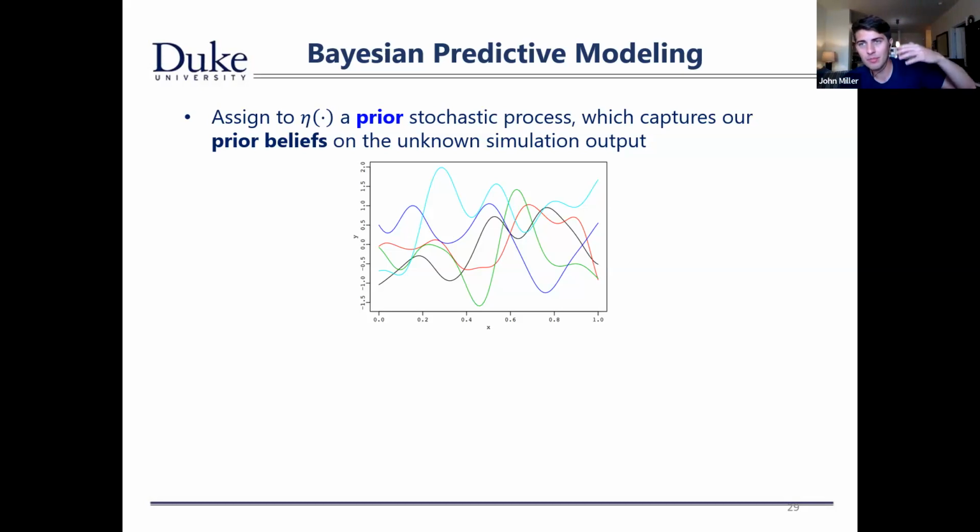And so in order to figure out what it is, we're going to assume that our function is the random outcome of some stochastic process. And so we're going to assign a prior distribution over those potential outcomes. And then we're going to condition on our data and we'll get a predictive model.